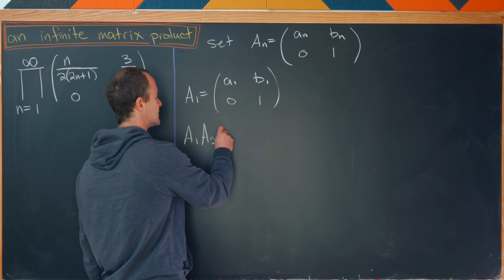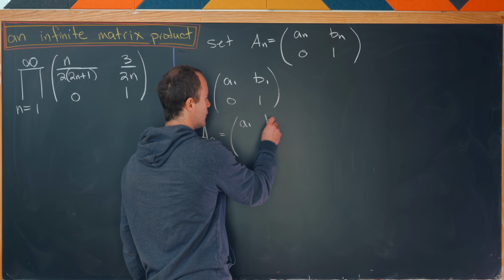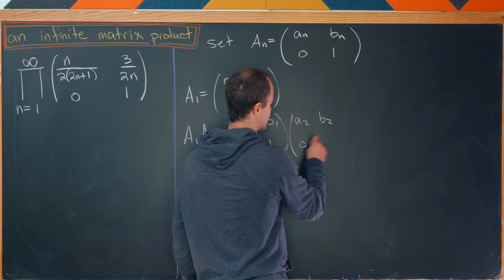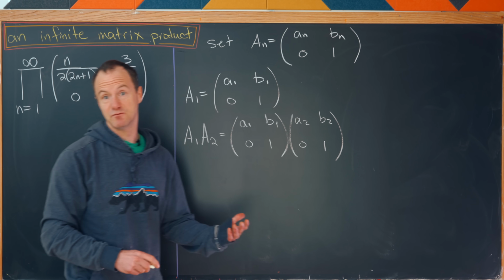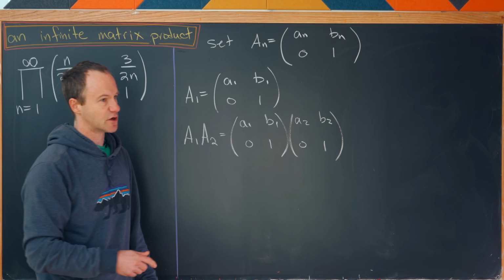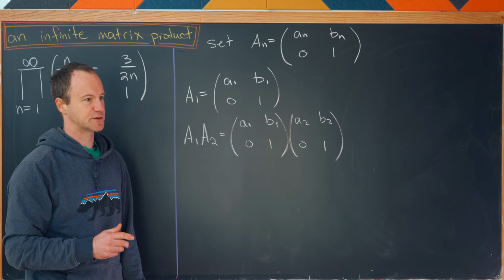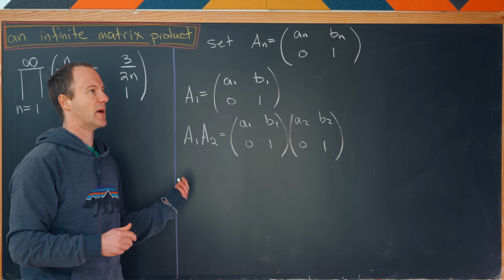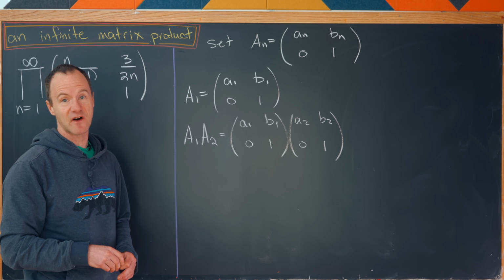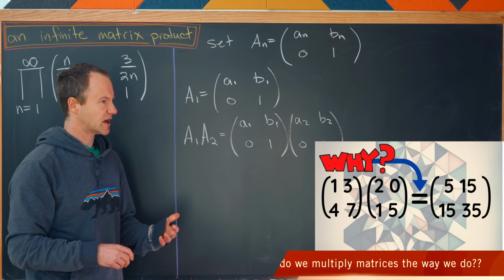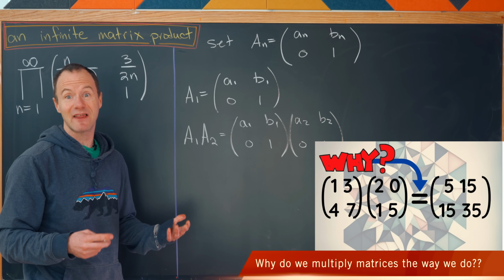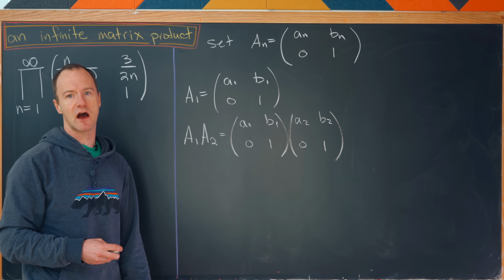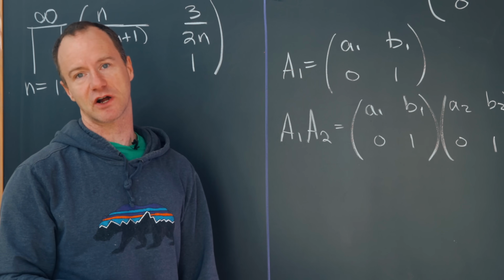Okay, so let's see what this is. We have a1, b1, 0, 1, and a2, b2, 0, 1. So now let's do that multiplication. By the standard rules for matrix multiplication, and by the way, I did a video a while ago about why matrix multiplication is defined the way that it is. If you're interested to see that, maybe check that video out. There should be a card up in the upper right of the screen right now. Do it after watching this video.